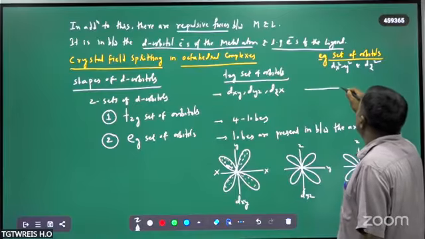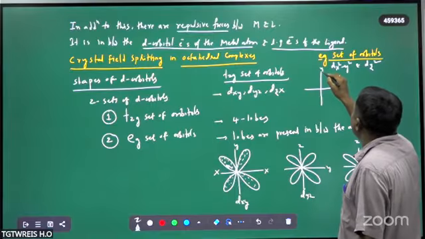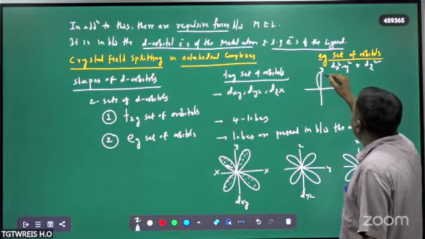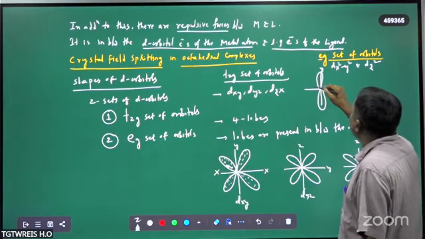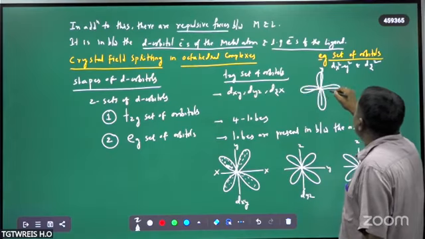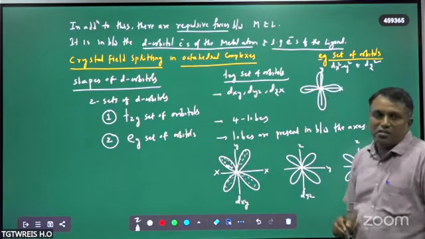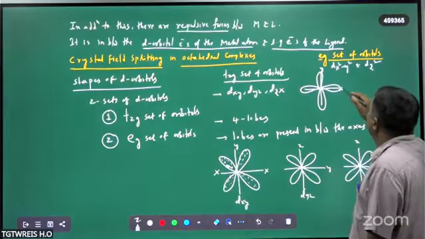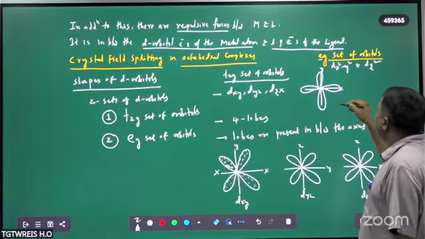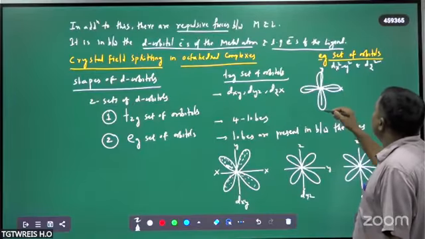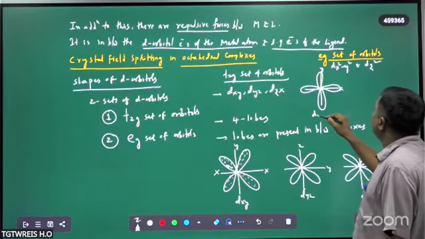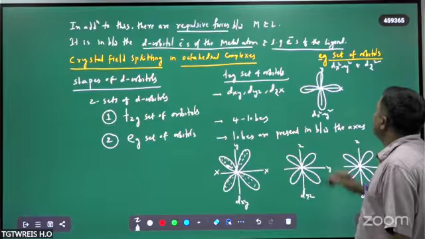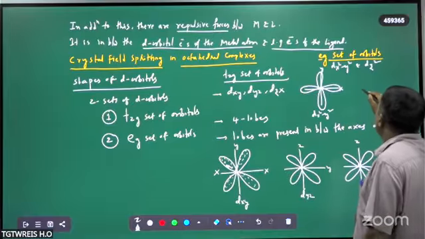So this is the x-axis, this is the y-axis. So lobes are present. There are four lobes. Those four lobes are present on the axis. The electron density is present on the axis only. So here the angle is 0 now. So this is the dx square minus y square orbital. So lobes are present on the axis.